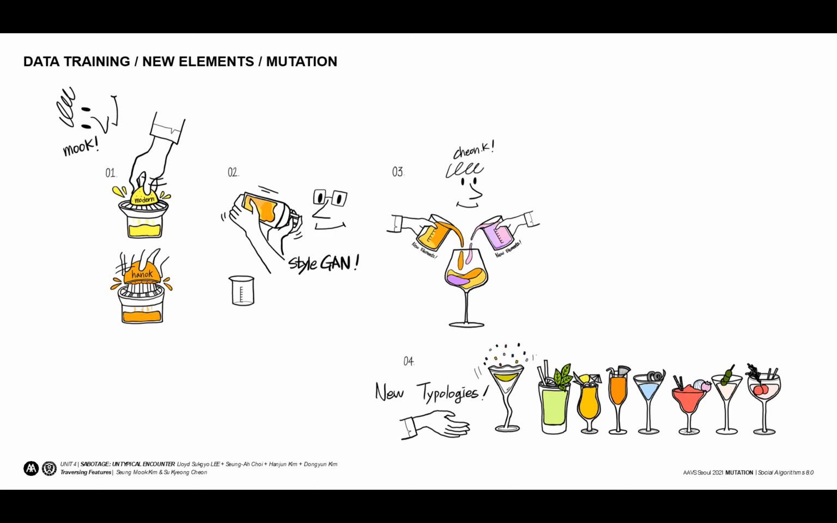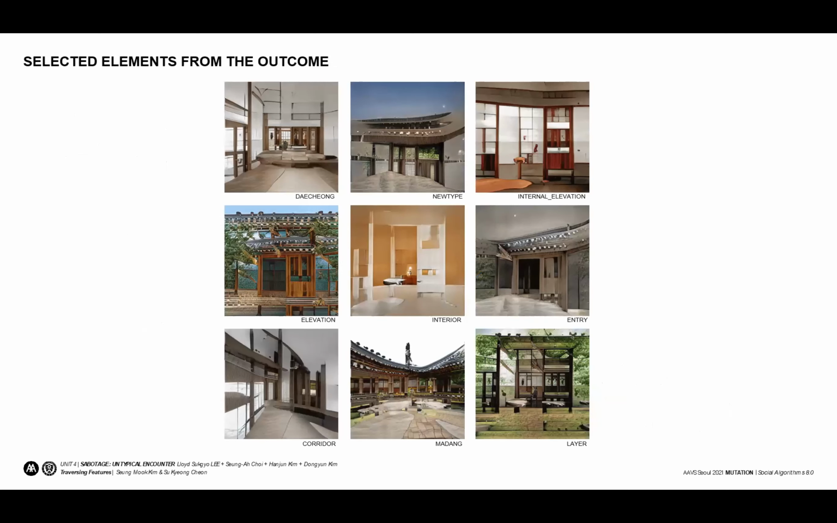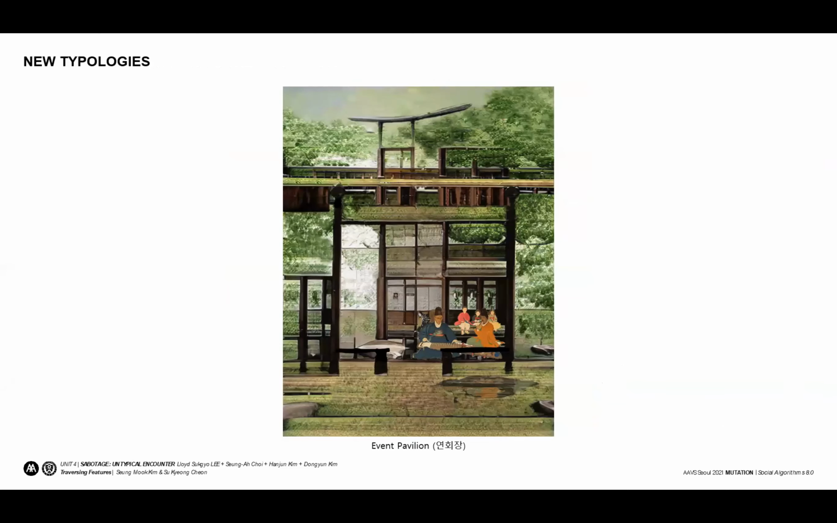The desired goal for such a computer-assisted process could diversify the pathway of evolution for architecture. From more than thousands of elements, we made 9 categories to experiment, and we maneuver them to create new typologies. Here, we would like to introduce new typologies we generated.